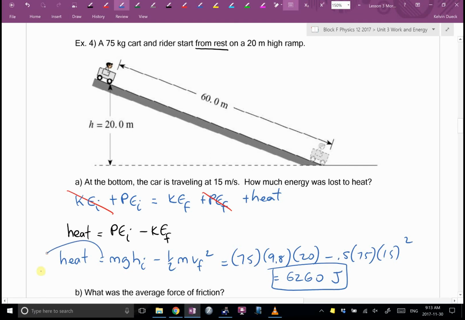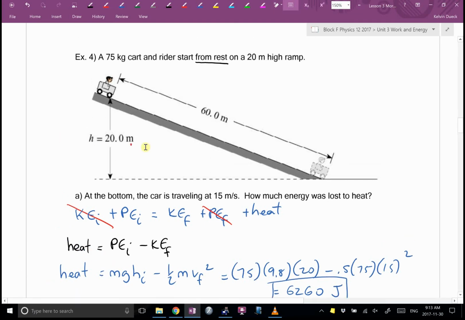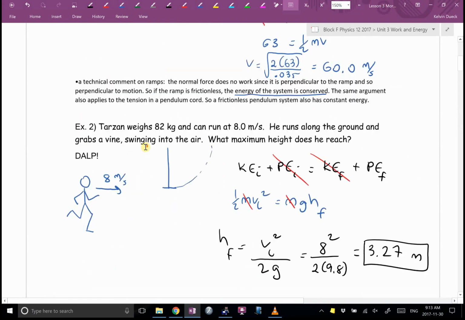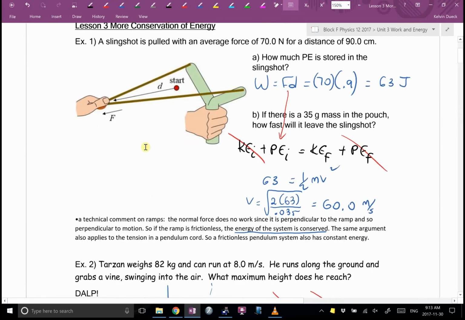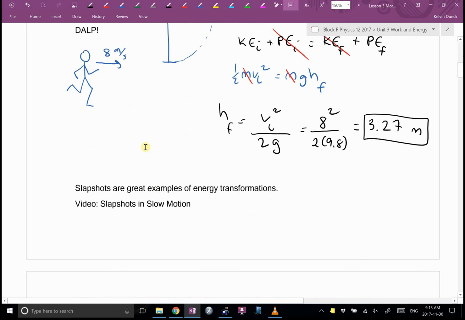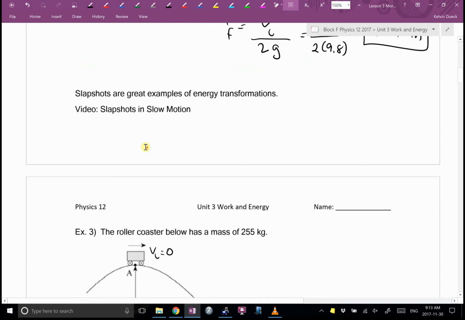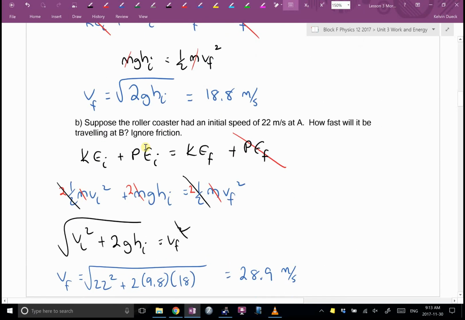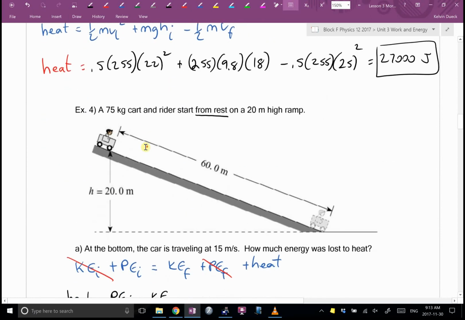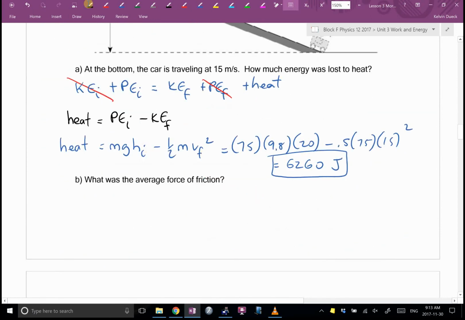What did I find in part A, Chang? What did I find? And another way to think about heat, I think that was in our last lesson, actually. I think we said heat was also the work done by friction. Another way to think about heat, it's the work that friction did. It's the energy you lost to friction. In other words, the work done by friction is heat. Now the heat was 62.5.